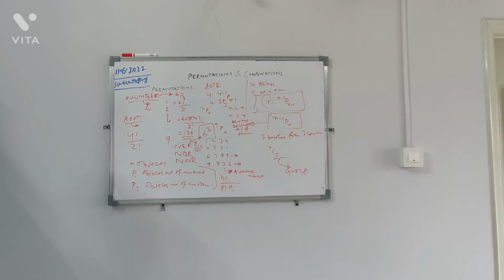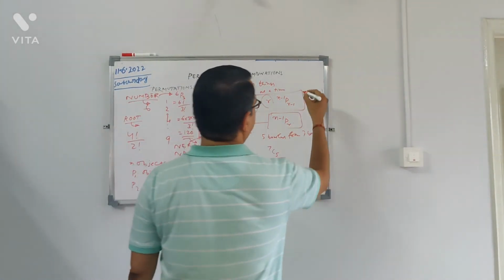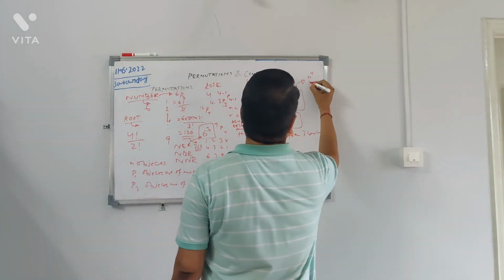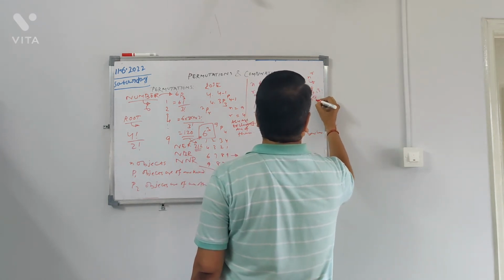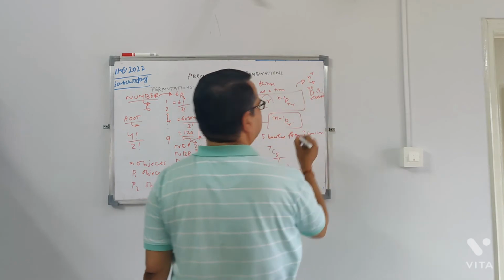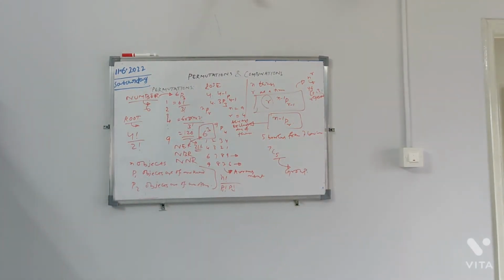So when you are taking 3 out of 6, but you are allowed to repeat, it will become n to the power r. When repetition of one character is allowed, then that is n to the power r. That is also an important observation.